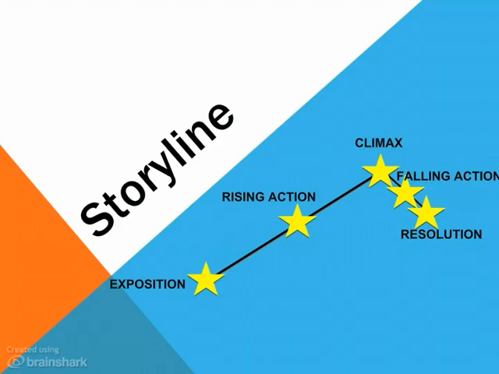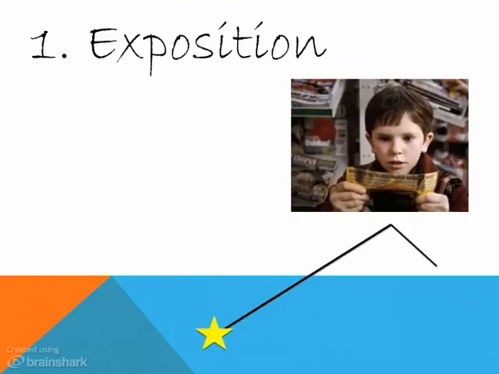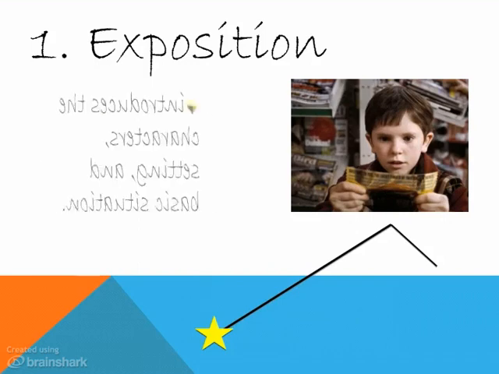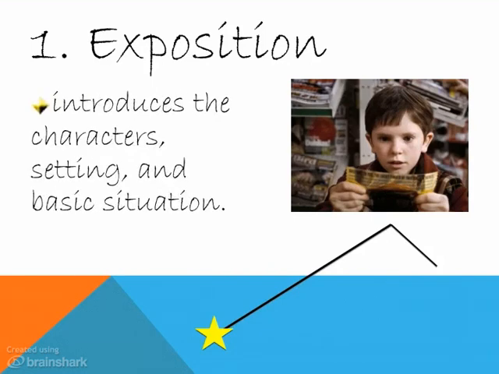Let's define each of these parts of the storyline. The first part of the storyline is the exposition. This is the very beginning of our storyline, the first event. In the exposition, you are introduced to the characters, setting, and basic situation. So you get to know who the story is about, where the story is taking place, what time period the story is taking place, and just what the general event is that your story is going to tell about.